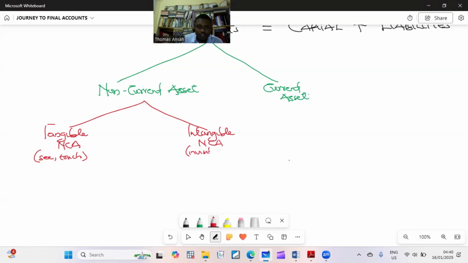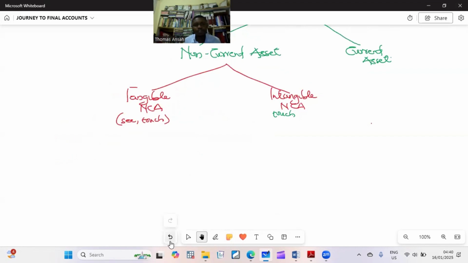In terms of feeling and touching. All right, let me not say you cannot see, but you can probably see, because when you have a software, you can probably have a sight of it. But what we are saying is that you can't touch them. All right, let me put it that way. So these are the tangible non-current assets and the intangible. Now, let's get some examples there.